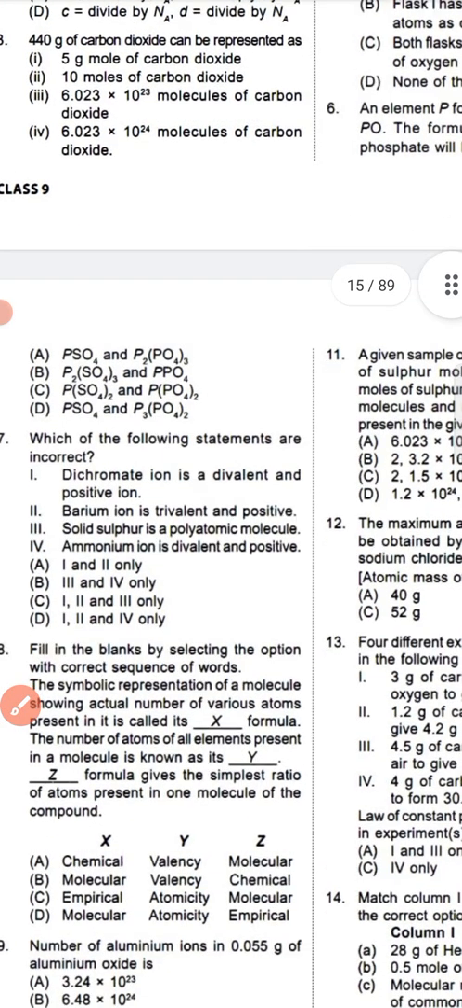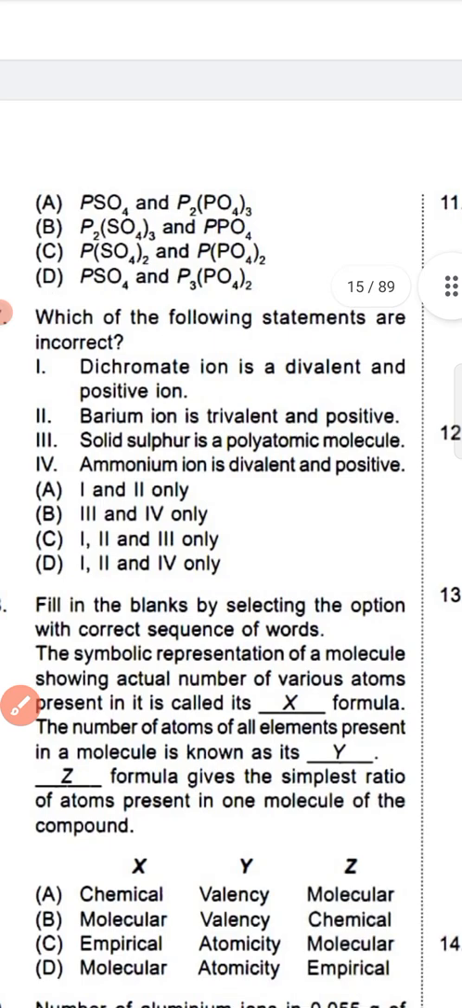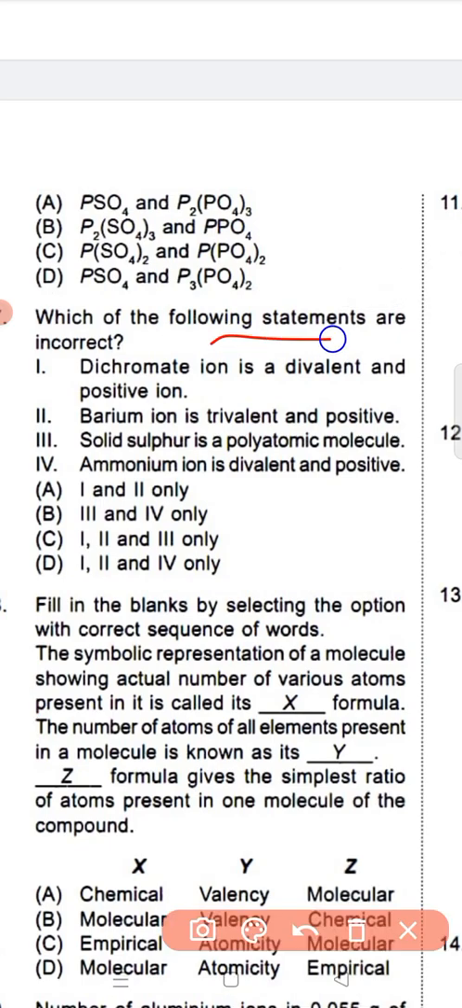Now question number 7. Which of the following statements are incorrect? Dichromate ion is divalent and positive? No, it is not positive, it is a negative ion, Cr2O7 2-. So it is wrong. Barium ion is trivalent? No, barium is +2, it is divalent, not trivalent.